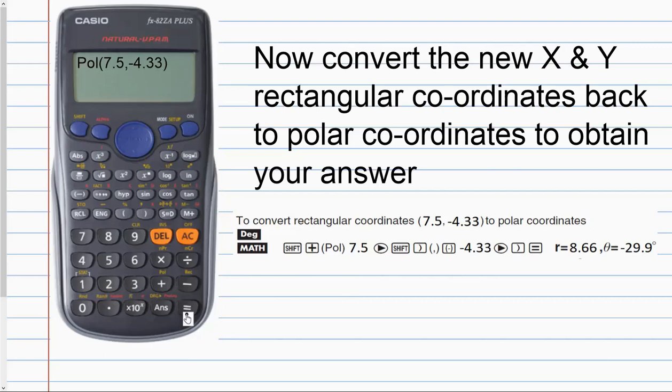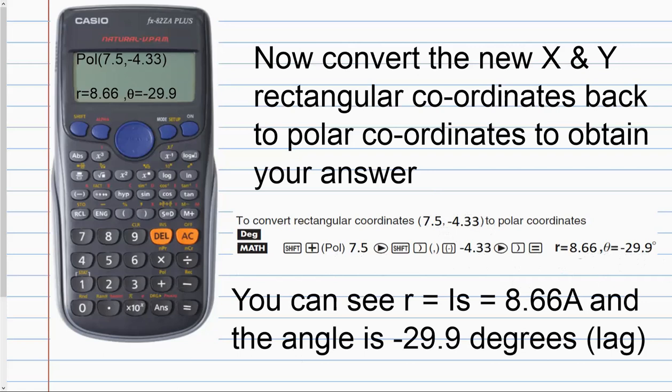And now we've got our answer by pressing equals, and you can see here that the answer is 8.66. That's the length or the magnitude of the result, and the angle is minus 29.999. We've got them over here, so that's the actual keystrokes to convert those rectangular coordinates to the polar, the length and the angle. So you can see there the value of R that it's giving you on the calculator for the answer is equal to the supply current, which is 8.66 amps. The angle minus 29.9 degrees, which means lagging.